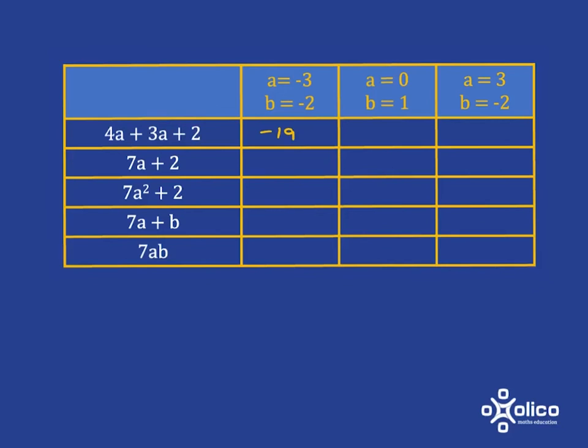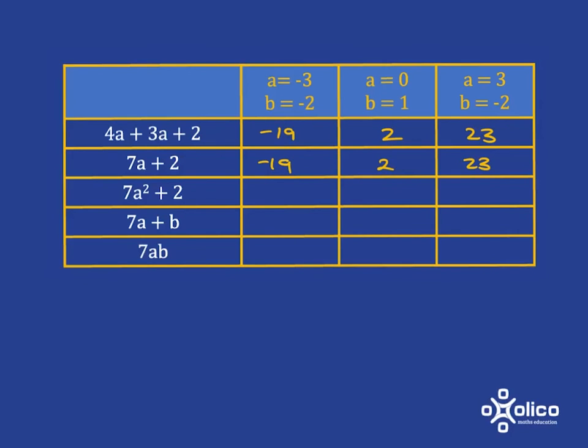When a is 0, we're going to get 0 plus 0 plus 2, which is 2. And when a is 3, we're going to get 12 plus 9, which is 21, plus 2, which is 23. For this next row, I am going to have 7 times negative 3 is negative 21, plus 2, it's negative 19. And the rest are easy, we'll fill them in quickly.